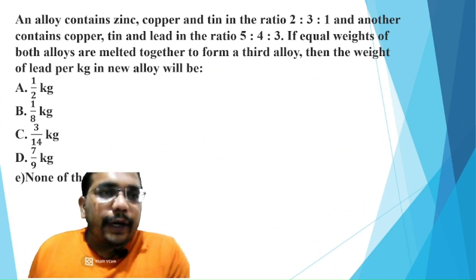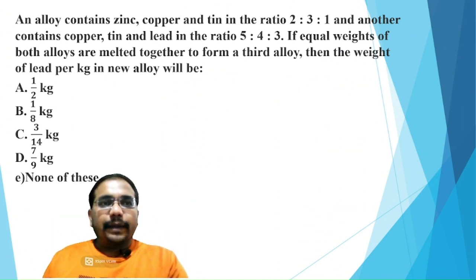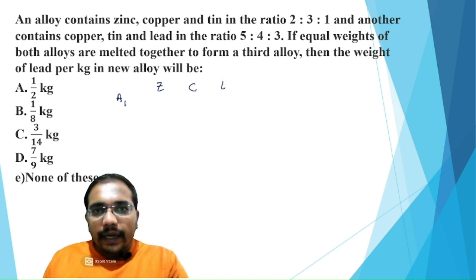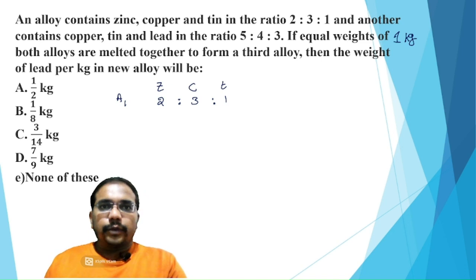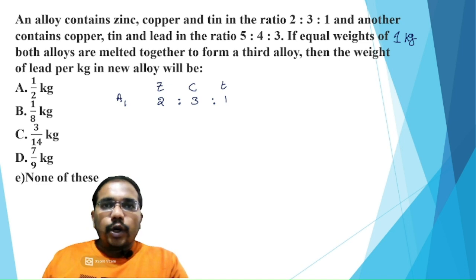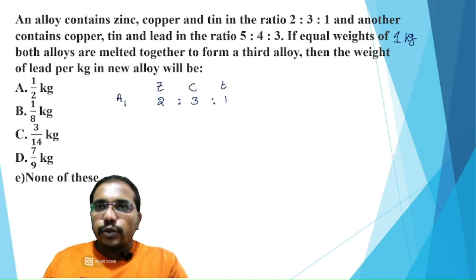Yes. This is a different question, but the process is the same. An alloy, that is alloy 1, contains zinc, copper and tin in which ratio? 2 is to 3 is to 1. Another contains equal weights of 1 kg, both are taken and melted together. Okay, this is the question. So zinc, copper and tin in the ratio 2 is to 3 is to 1.